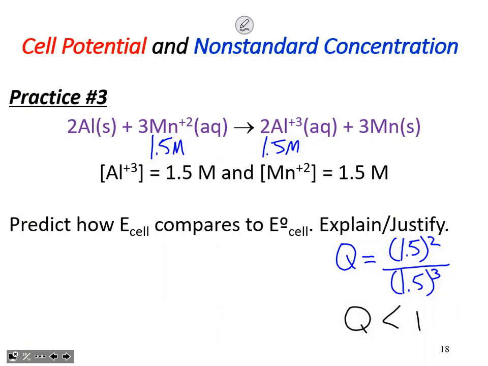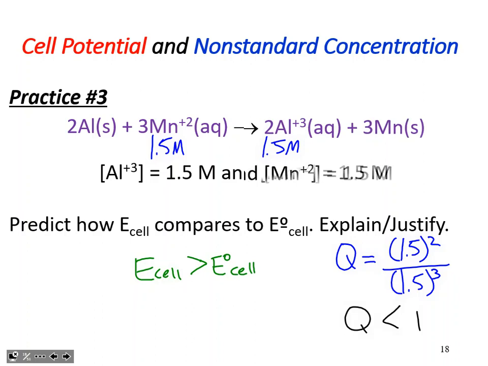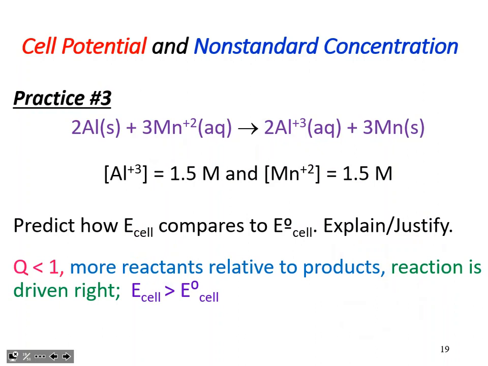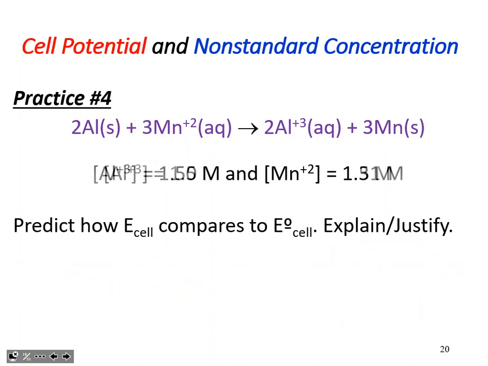So keep in mind, it's going to slightly go to the right and create a little bit larger non-standard E cell than the standard E cell. So that was a little deceptive too, because you're using the same molarities there, but they are different mole relationships in the balanced reaction and will create a little bit driven to the right. This last one you would have to calculate and take a look at it.